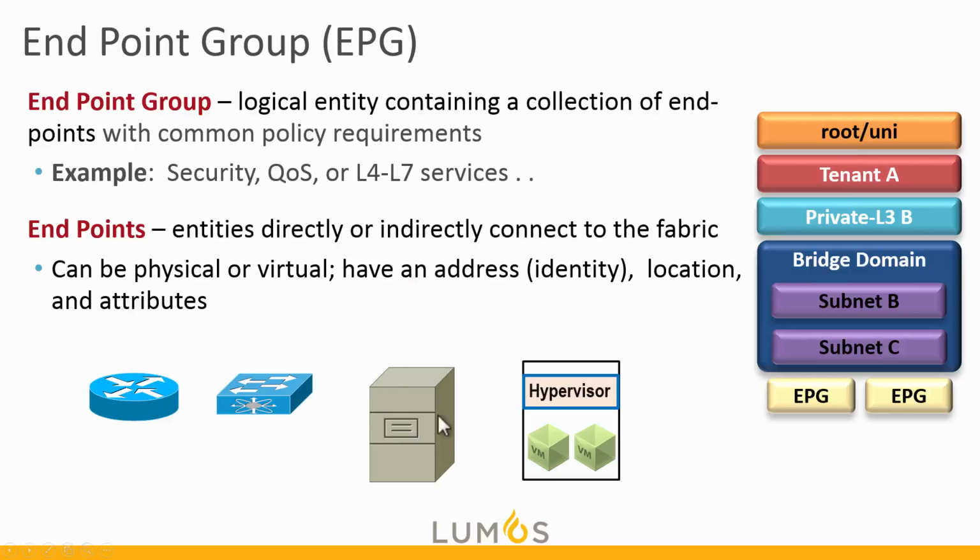These could be physical bare metal machines. They could be VMs attached to a hypervisor. They could be L2 switches or L3 routers. So these devices are going to have an address, which is their identity. Could be a MAC address and an IP address, or only a MAC address. But we're on Ethernet, so it does at least have to have a MAC address.